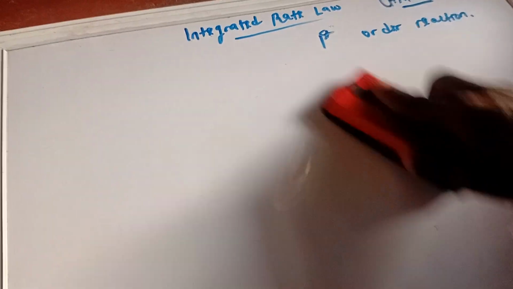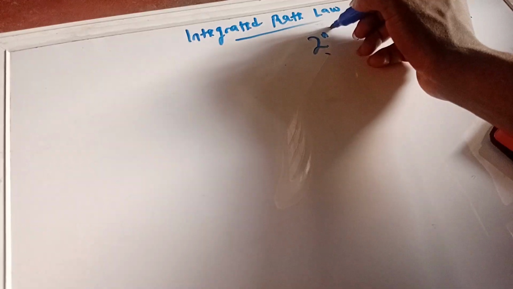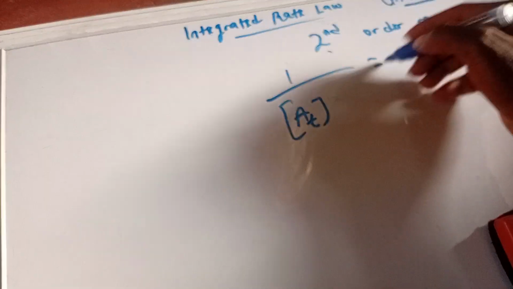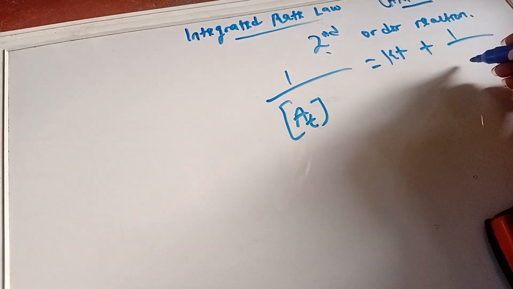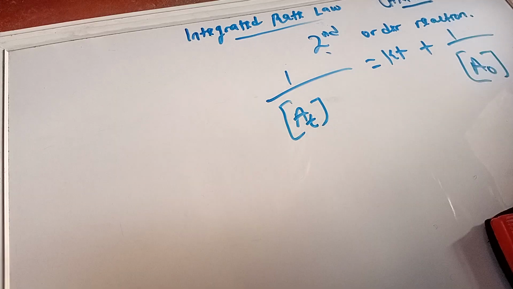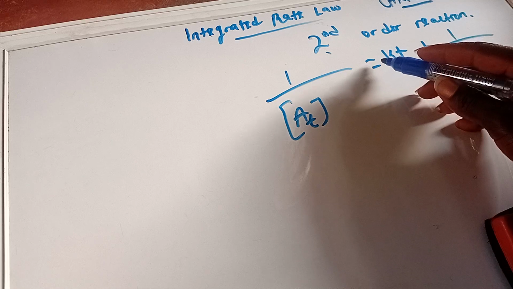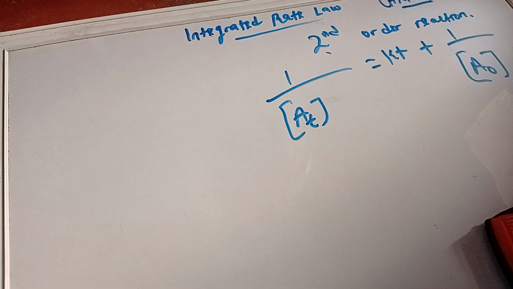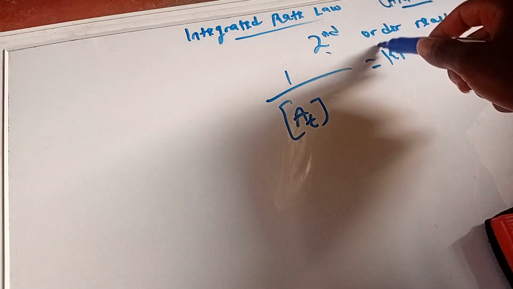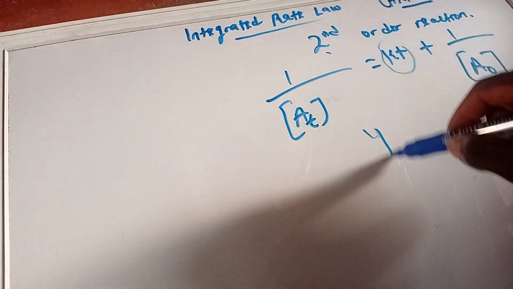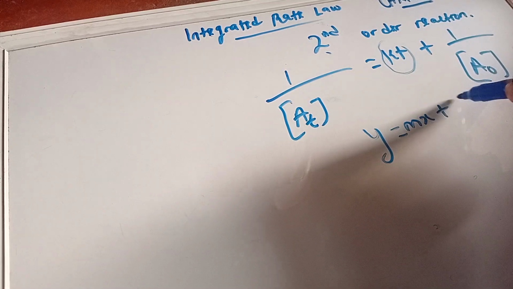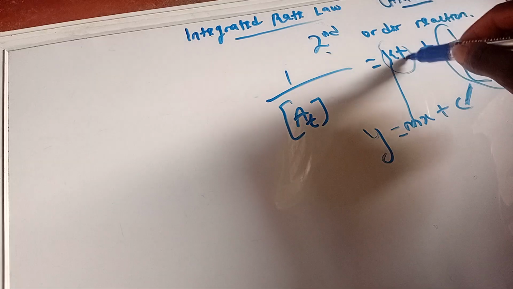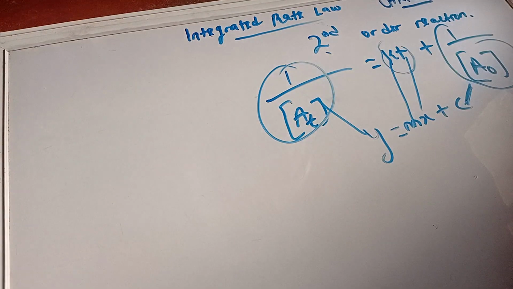Now, second order. For the second order, we have 1 over [A]t equals kt plus 1 over [A]0. So there's no negative here for the second order, and there's no ln. We only have the inverse. It's just like the zero order, but the inverse, and this one does not have a negative. So you can also liken it to the equation of a straight line, y equals mx plus c. 1 over [A]0 is your intercept c, your k is your m, your t is your x, and the whole 1 over [A]t is on the y-axis. So that's that for that.